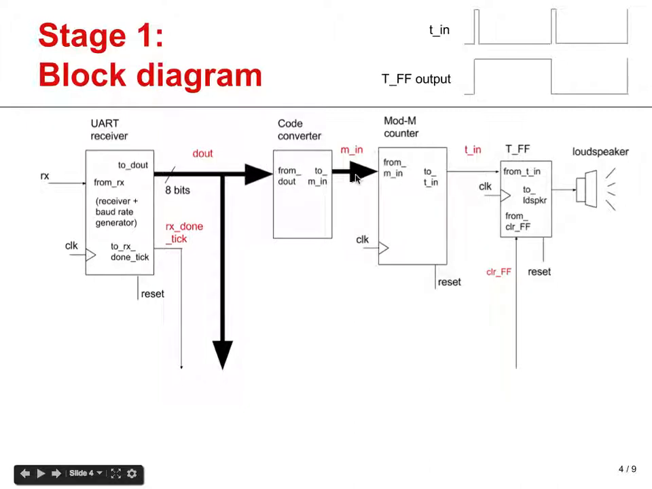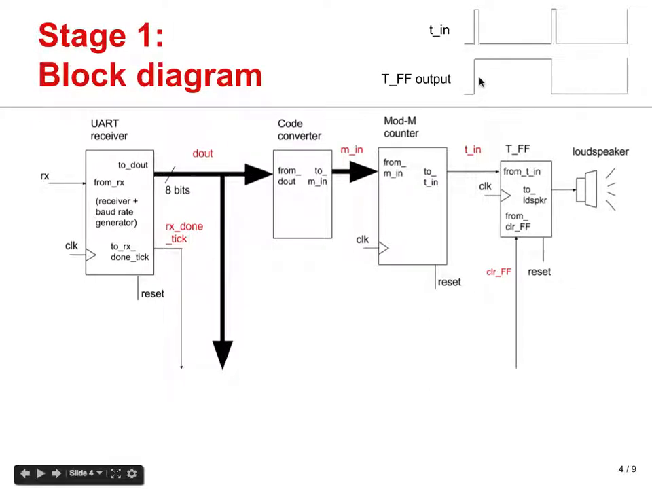Now, the number of bits at the output of the code converter will be necessarily different from the number of bits at its input, since the modulus counter limit for each musical note will depend on such factors as the frequency of the clock signal. Actually, the way to calculate the content of this code converter block simply consists of counting how many system clock pulses are required to generate the necessary time period for each output frequency.